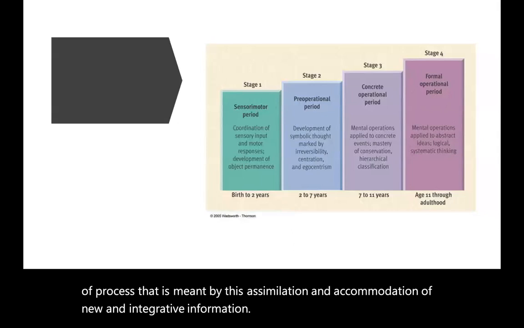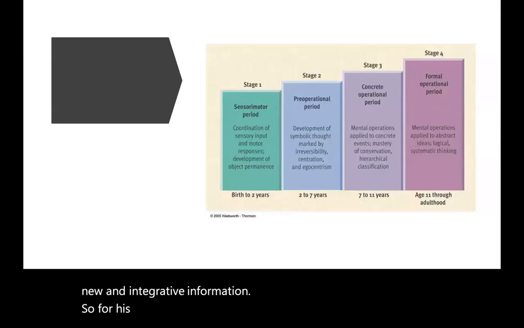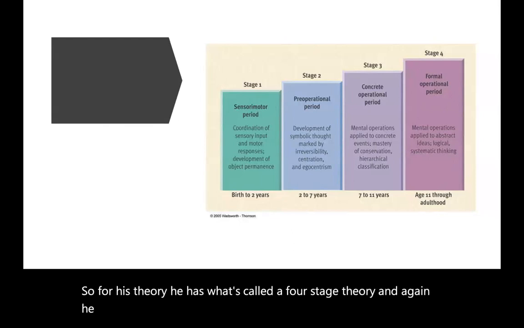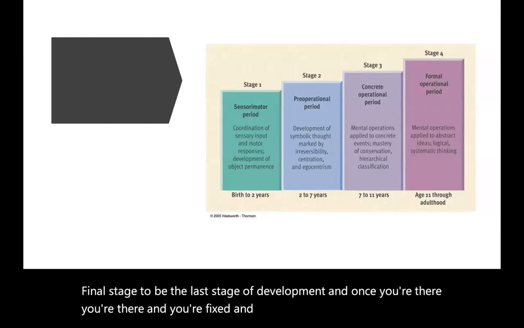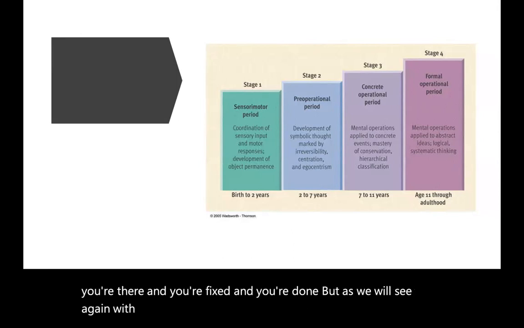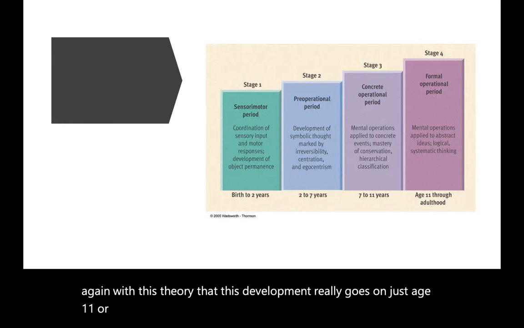So for his theory, he has what's called a four-stage theory. The final stage is considered the last stage of development, and once you're there, you're fixed and you're done. But as we will see again with this theory, this development really goes on well beyond age 11 or so into young adulthood. Okay.